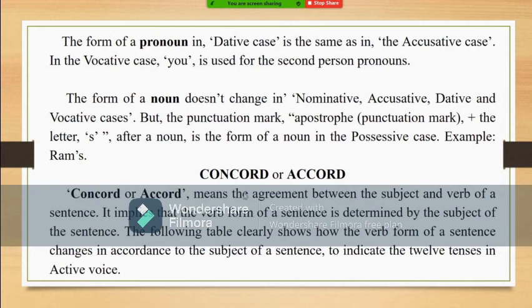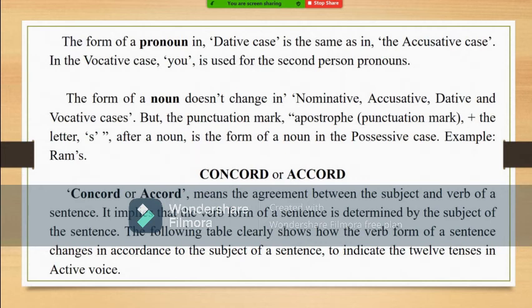Concord or accord means the agreement between the subject and verb of a sentence. It implies that the verb form of a sentence is determined by the subject of the sentence. In the next classes, we shall see how a verb should be changed to show different tenses. There are 12 tenses. According to the subject, they have to change. And it will be dealt with in the next classes. I hope you have understood it very well.